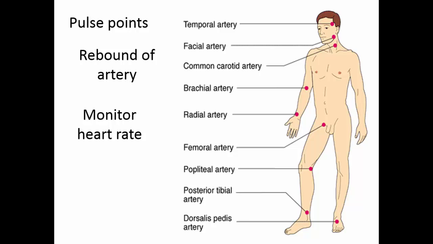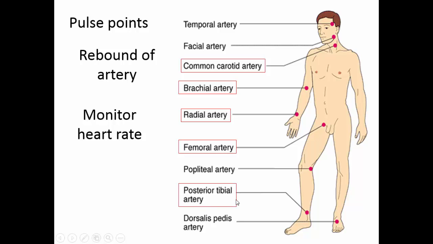Now you can see there are several places where we can find pulses. The radial artery in the wrist on the thumb side of the wrist is one of the most common places that a pulse is taken. The common carotid artery in the neck is another place that's checked. The brachial artery is not such a good pulse point, but you do need to know about the brachial artery for taking blood pressure. The femoral pulse can be felt here where the leg joins the body.